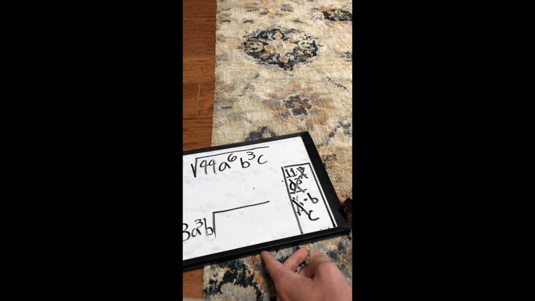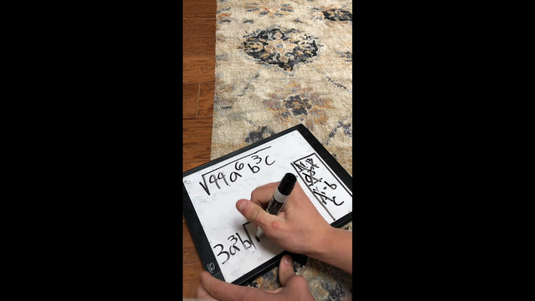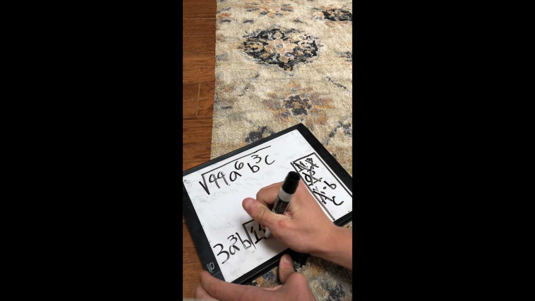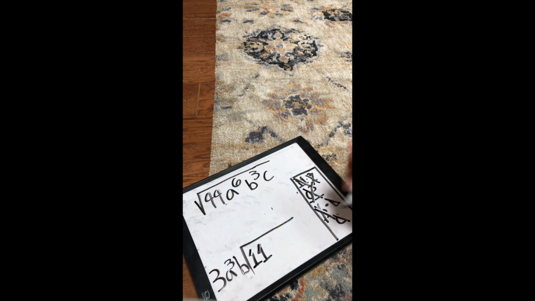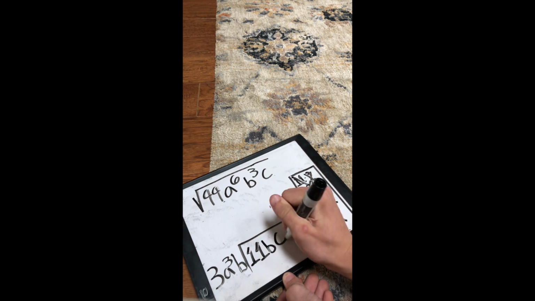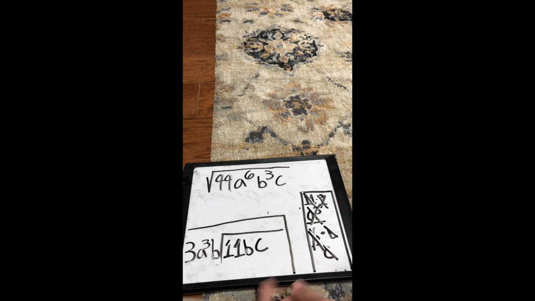And on the inside of the radical, I write what I have left over. So I have 11, so I'm going to start with that. And then I've got one b left over and one c. So I'm going to write 11bc. So your answer is 3a cubed b radical 11bc.